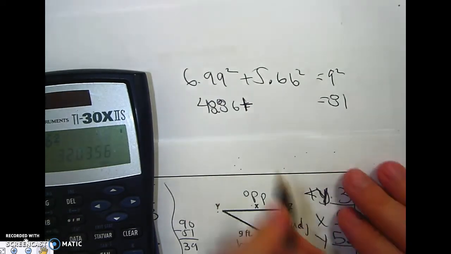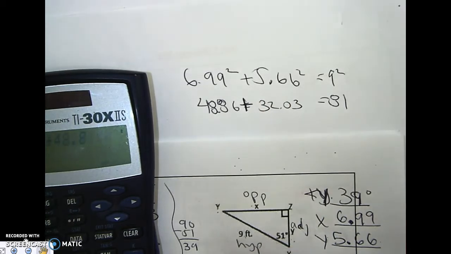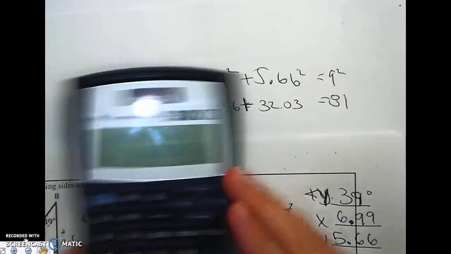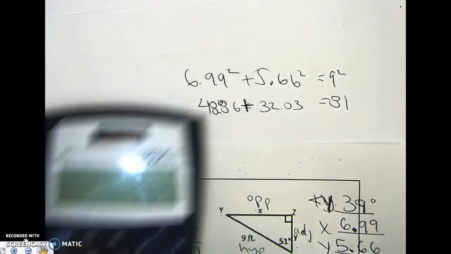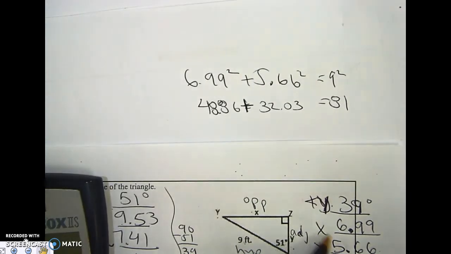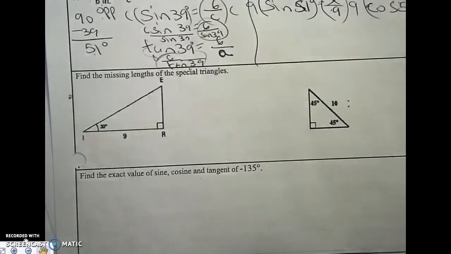5.66 squared is 32.03. Add that to 48.86, and it's 889. So it's really close to 81, so I probably did fine. The only way I'll make a mistake is if I put x for y and y for x. All right, find the missing lengths of the special triangles.